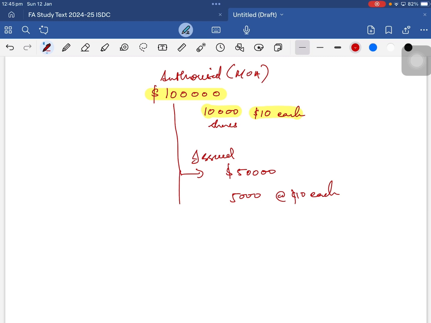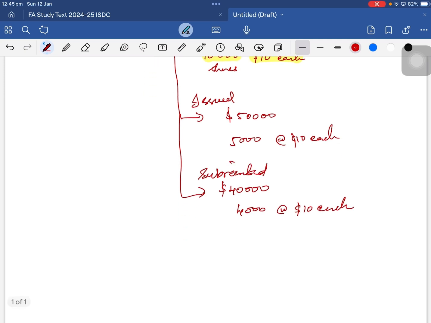Now the third situation is the public. It is not necessary that the public would take those in full, right? So out of the 50,000, the public took only 40,000, that is 4,000 shares at 10 each. In this case, it is called subscribed capital. Now, again there is a division. People subscribe to 40,000, but they may only pay 20,000, for example.